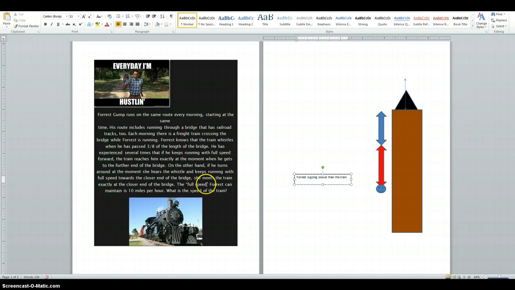And right here, we're given the full speed Forrest can run is 10 miles an hour. So since he's 4 times slower, that means the train is going 40 miles per hour. And that will be the solution based on some of the given information in the picture.